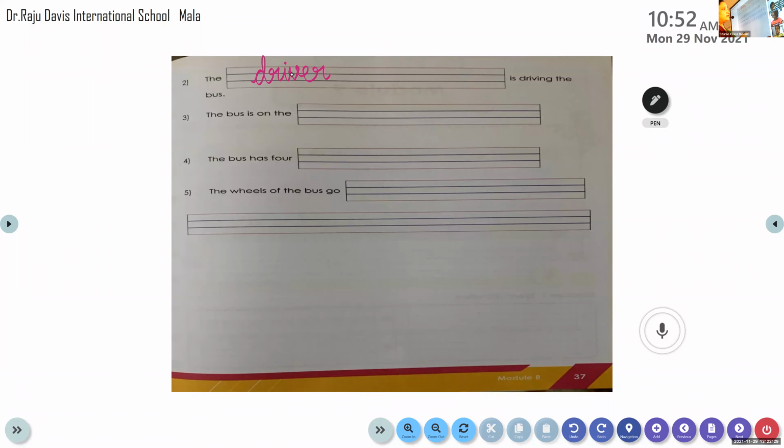How do we spell the word road? R-O. A-D. Road. The bus is on the road. R-O-A-D. Road. And my dear students, what are we supposed to put at the end of the answer when we complete the sentence?